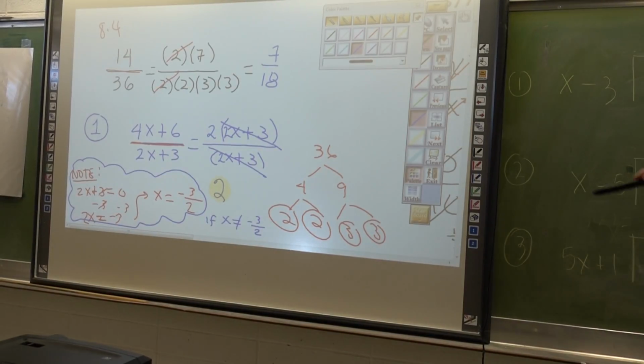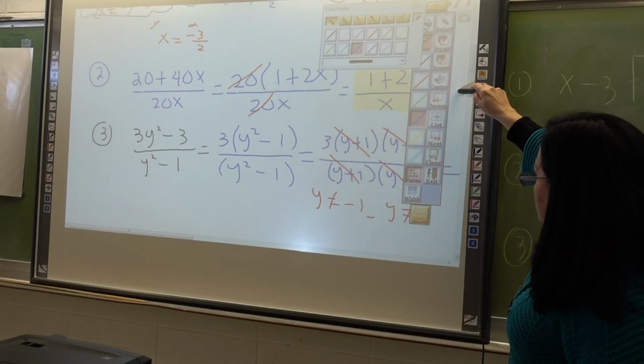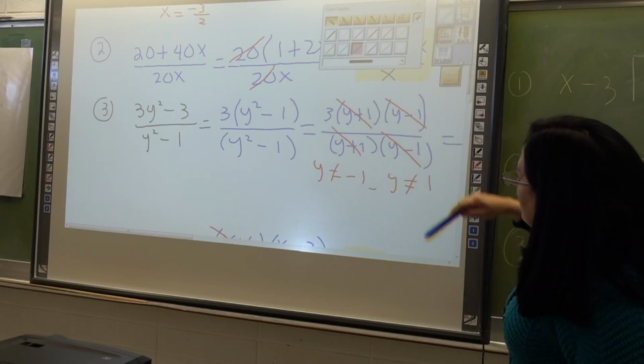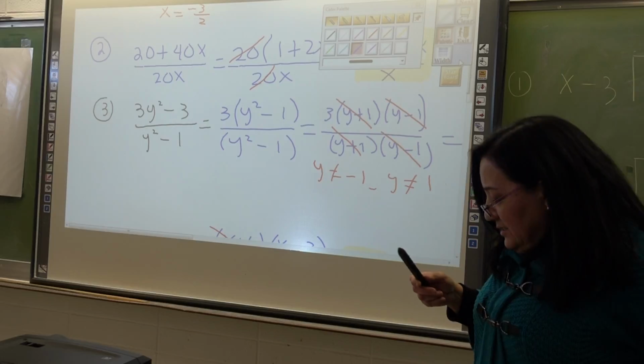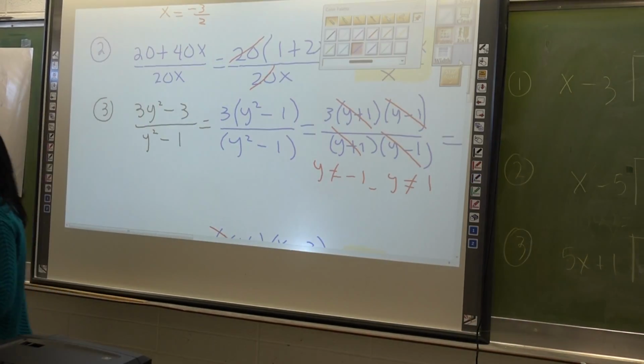Continue. Okay, so we continue with the second problem. So we have 3y squared minus 3 over y squared minus 2. Again, the process is the same in all of them.